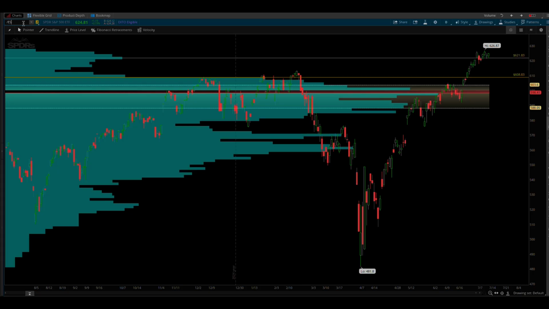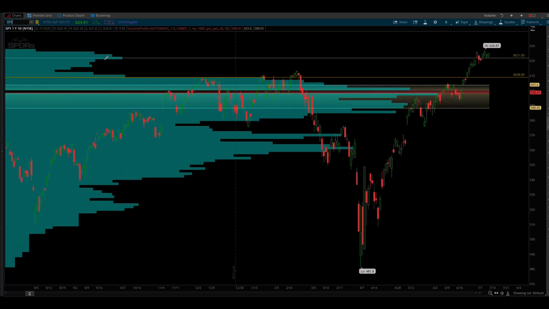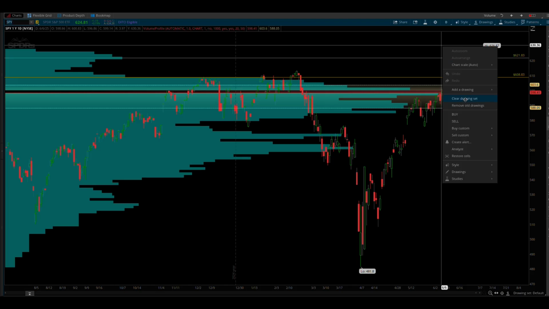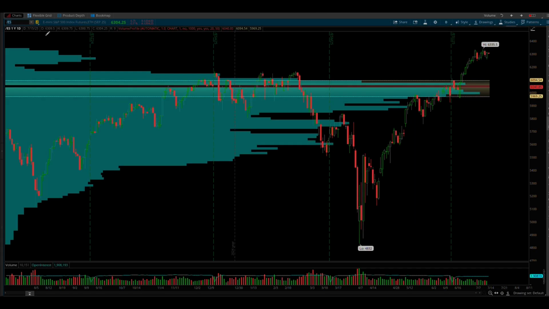Oh, I need to change this to ES. I apologize. That is not ES. This is the futures. We are on SPY. I really apologize for that. But anyways, you get the gist.